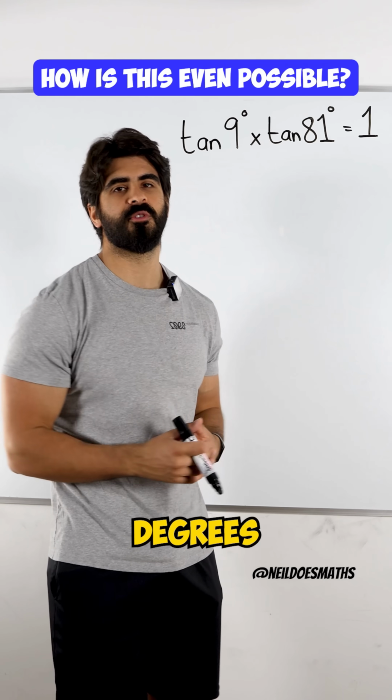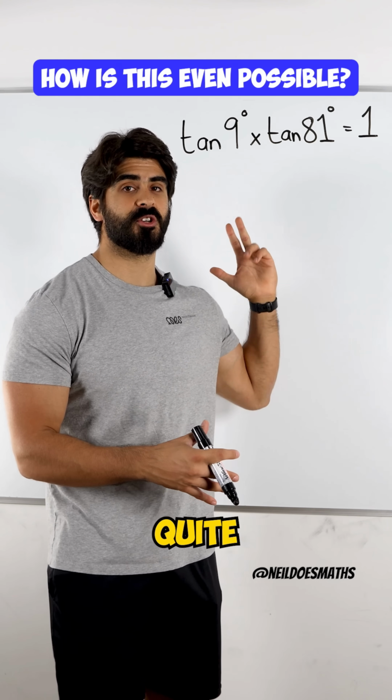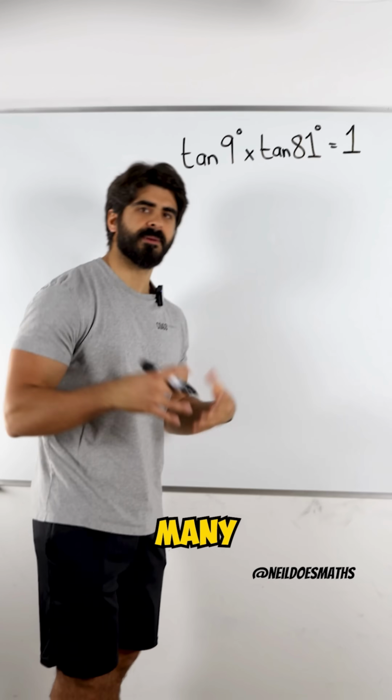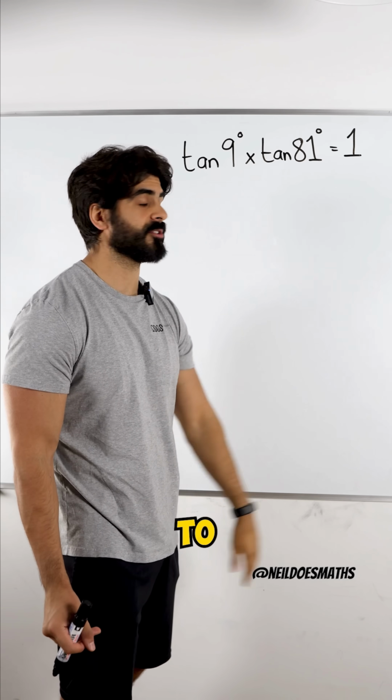Tan of 90 degrees times tan of 81 degrees is uno. And to prove it is actually quite simple. Let me show you. Now there's many ways to prove this. I'm going to convert tan into sine and cos because they're easier to work with.